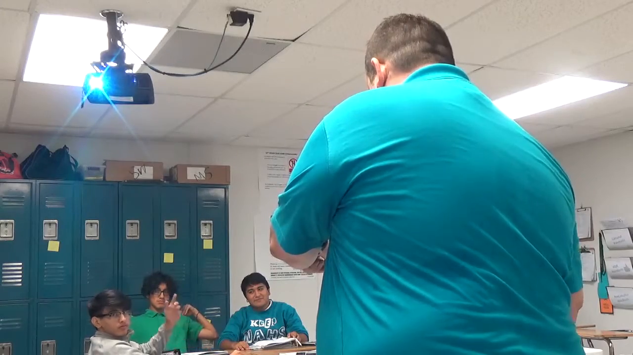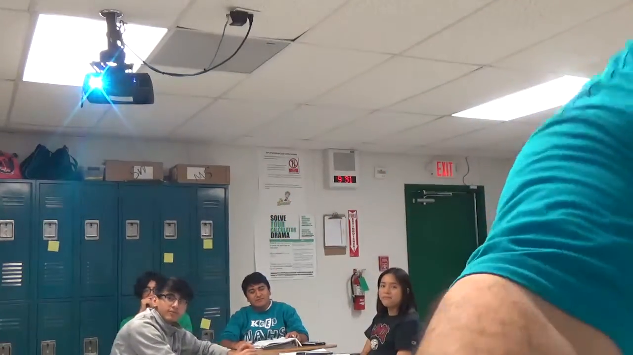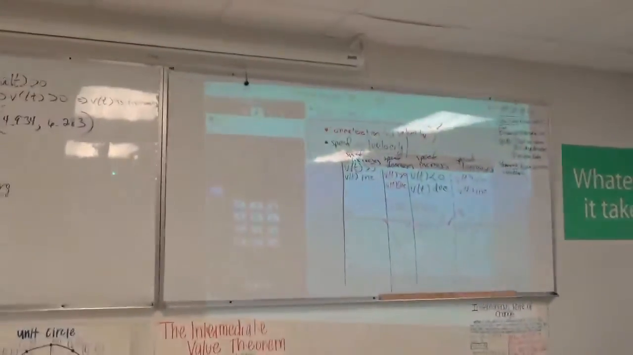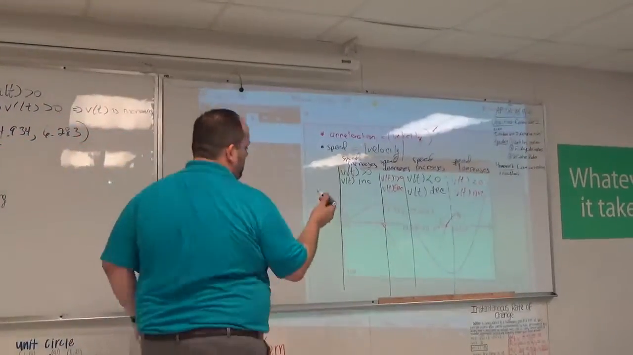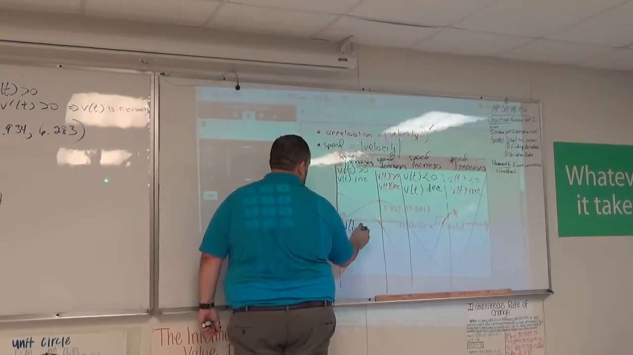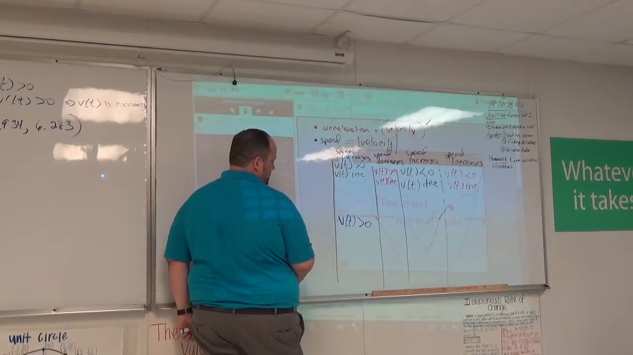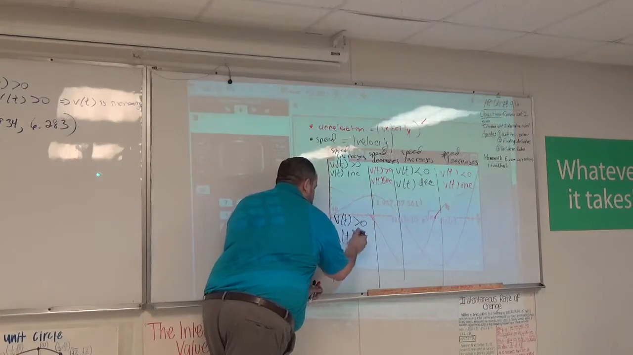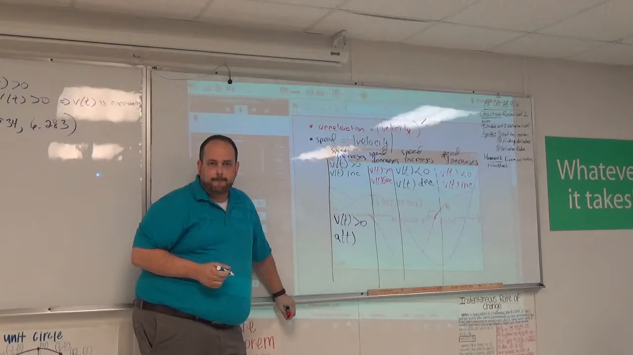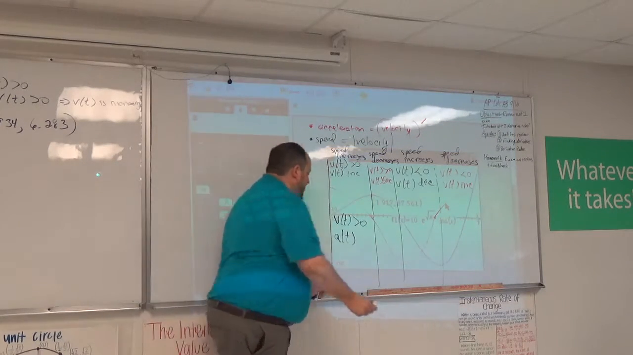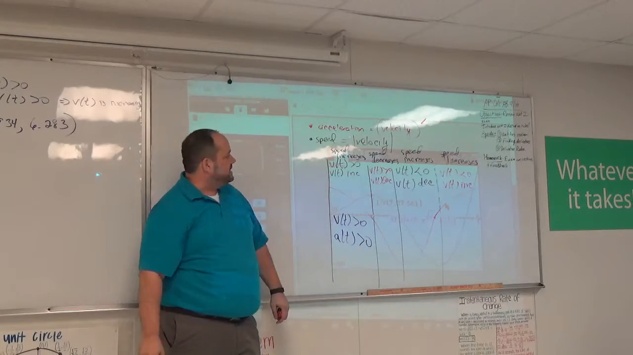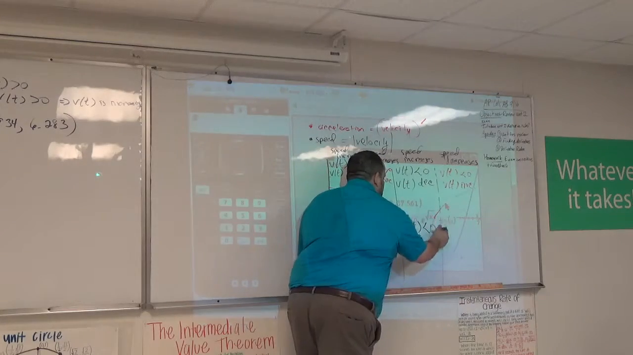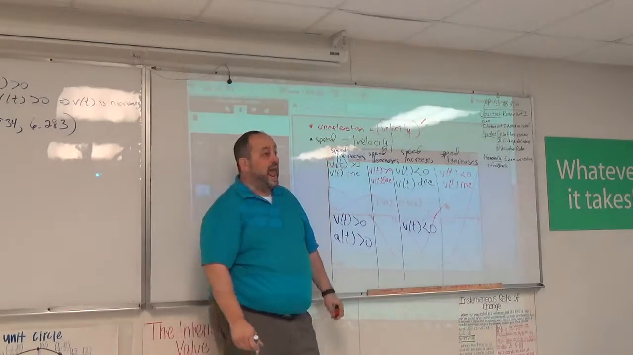Do you know an easier way to remember this? Go for it. Basically, V of t has to be positive, and V of t has to be increasing for speed to be increasing. But that means acceleration is positive. Where's the other place where speed is increasing? Over here. The velocity is negative, and the acceleration? Negative.